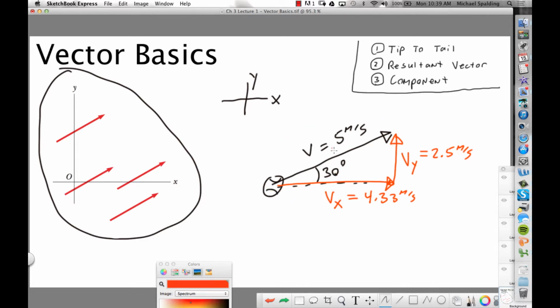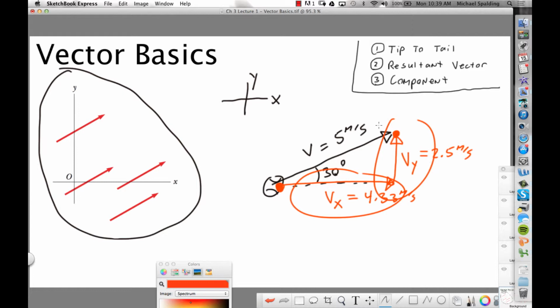Now notice that the 5 meters per second, the black vector there, goes from the tail of the first to the tip of the last, right? So everything I just told you is demonstrated right there. So we would call this guy the x component and this guy the y component. You add them together, you get the 5.